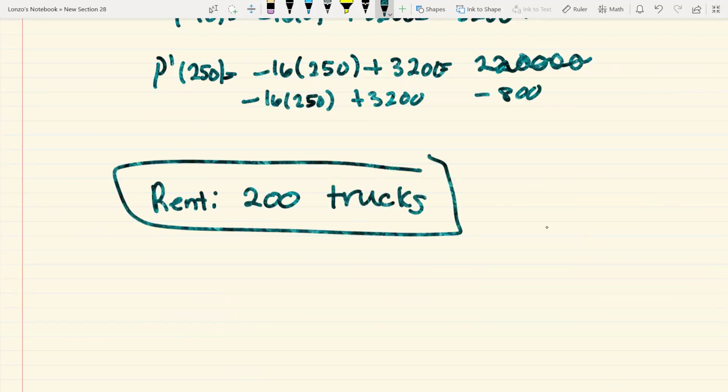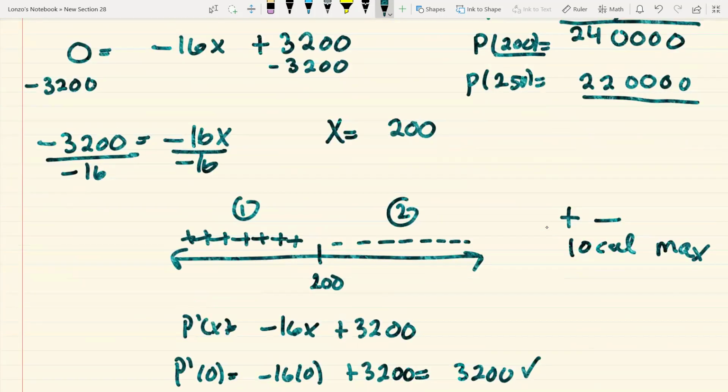Okay, so that wraps it up for this demand function word problem.